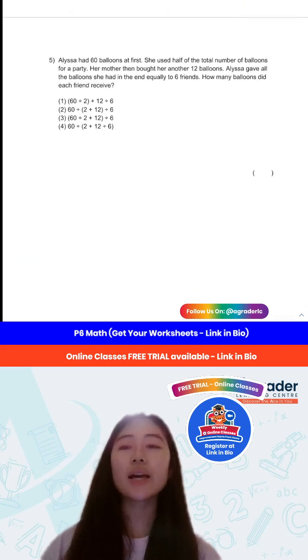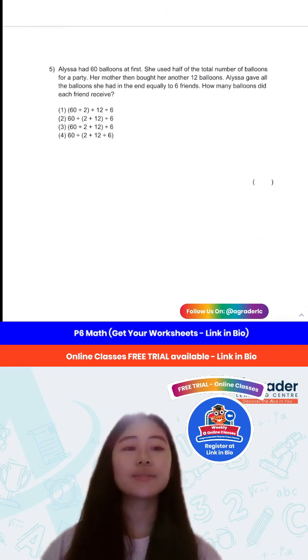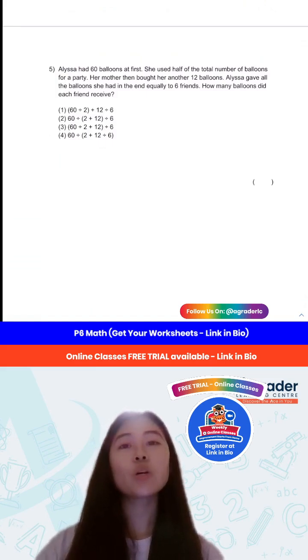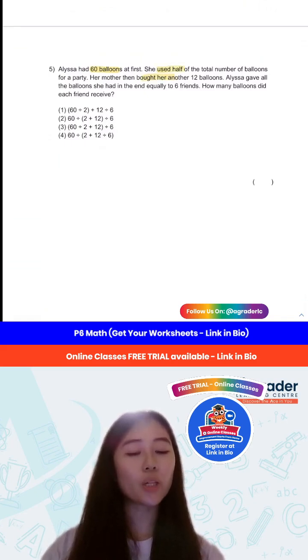Okay, let's look at question 5. This is our last MCQ for today. Question 5 says that Alyssa had 60 balloons at first. She used half of the total balloons for a party. Her mother then bought her another 12 balloons, and Alyssa gave all the balloons that she had in the end equally to 6 friends. So how many balloons did each friend receive?